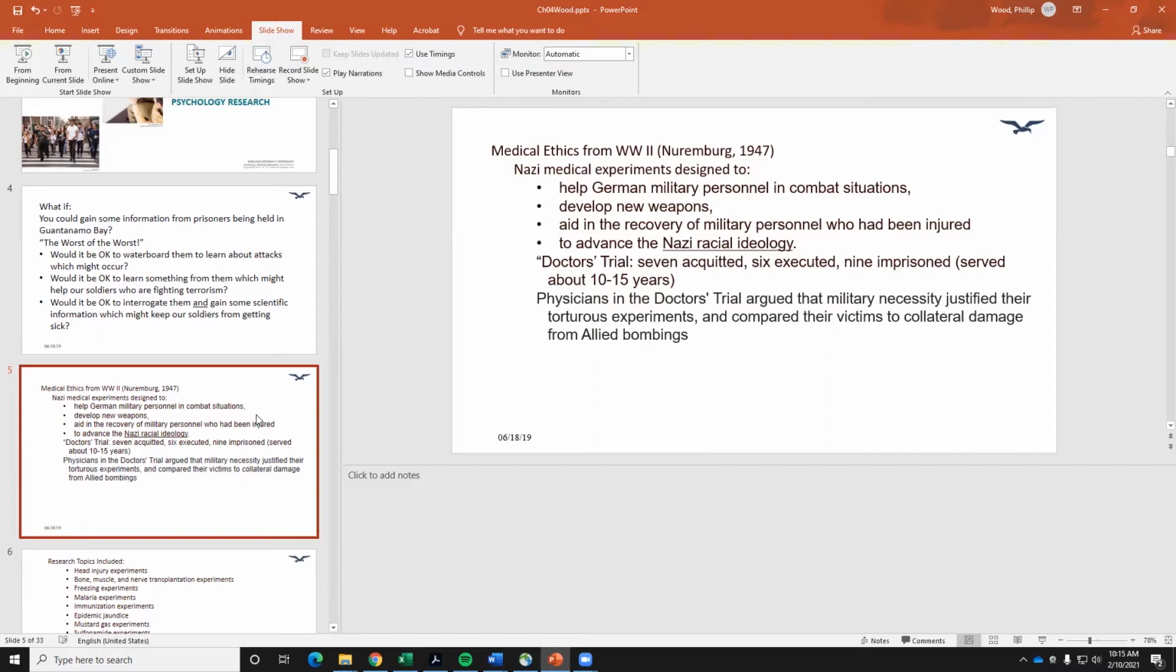And at the end of the war, there was something called the doctors' trial. Seven people were acquitted, six were executed, nine were imprisoned, and the prison sentences were about 10 to 15 years. The physicians said that military necessity justified their experiments and compared their victims to collateral damage from Allied bombings. Let's take a look at some of these things. It wasn't just pure sadism. There was pure sadism involved.